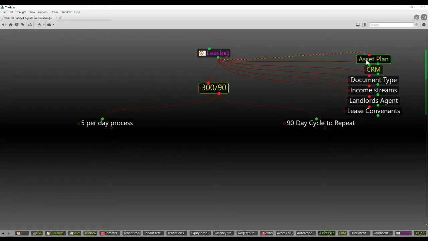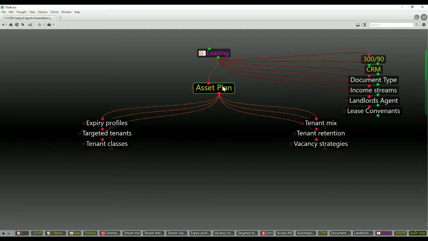So what about the next one here, asset planning? Asset planning is part of a leasing involvement. And when you do asset planning with the landlord for a particular property, you can pick up on many different issues. And your professional services in leasing should be picking up on these ideas. What are they? Firstly, expiry profiles. Focus on what you've got. In other words, the tenants in the building. Understand when the leases expire. Then you can do something with that.